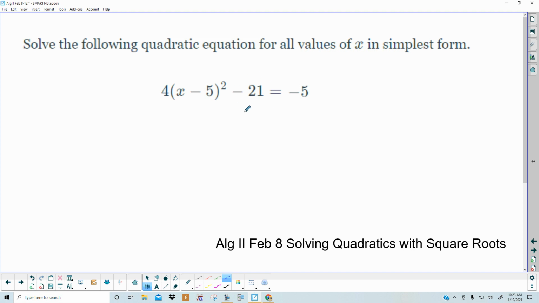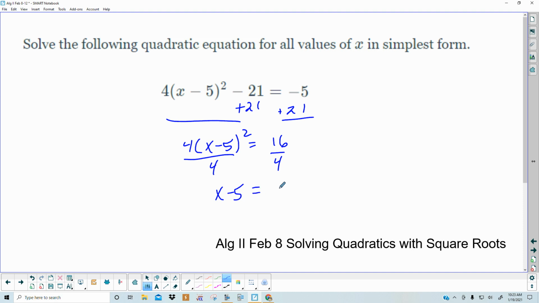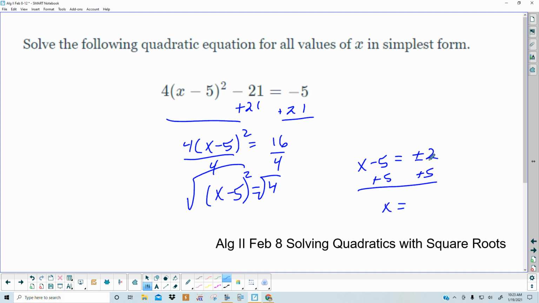This one, there is adding and subtracting outside the parentheses, so I start by adding 21 to both sides. So the left side, the 4 is still there. So what's that, 16? Now I divide by 4. And I get (x minus 5) squared is equal to 4. Sorry, that square is still there. 16 divided by 4 is 4. I got ahead of myself. Now I square root both sides, and I get x minus 5 equals plus or minus 2. Add the 5 to both sides, and you get x is equal to 2 plus 5 is 7. Negative 2 plus 5 is 3.